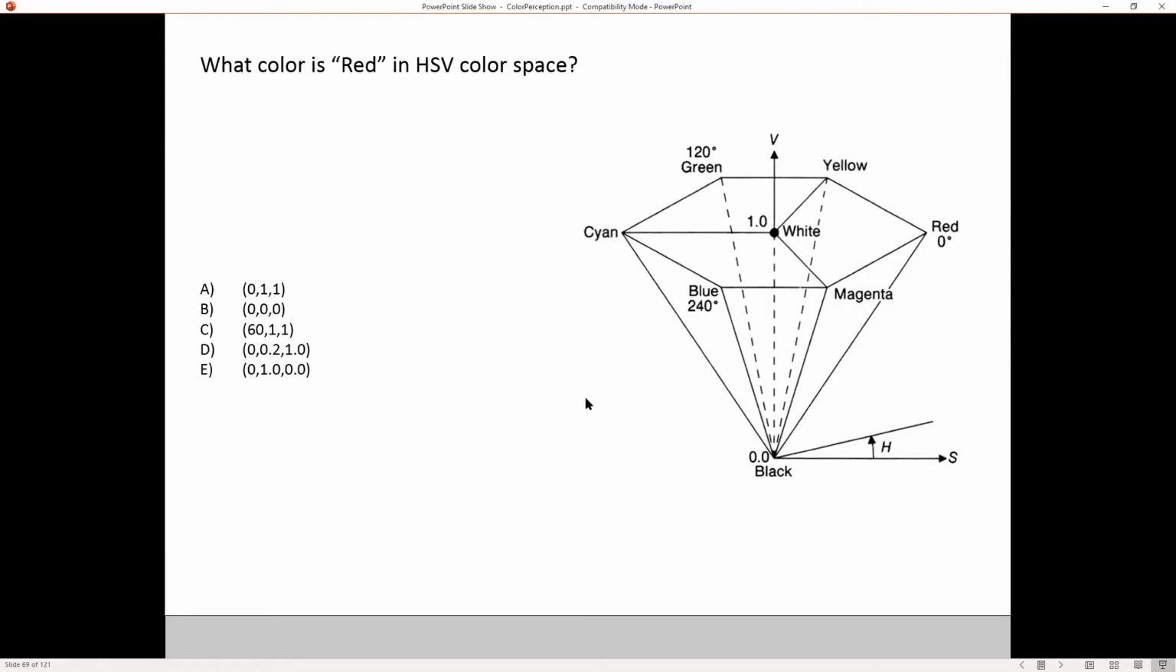So now we come back to our polling, thinking about this space. So what's red?